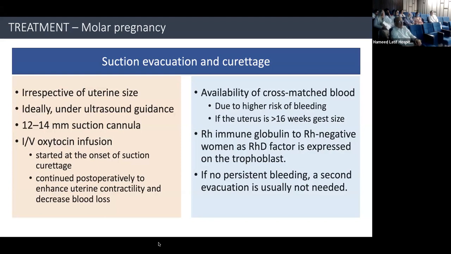Previously it used to be advised and recommended that a second evacuation of the uterus should also be carried out to make sure that no part of the molar pregnancy is left behind, or also to assess the material retrieved by that second D&C histologically to rule out the possibility of development of choriocarcinoma. But now, because of ultrasound particularly, we can identify this.